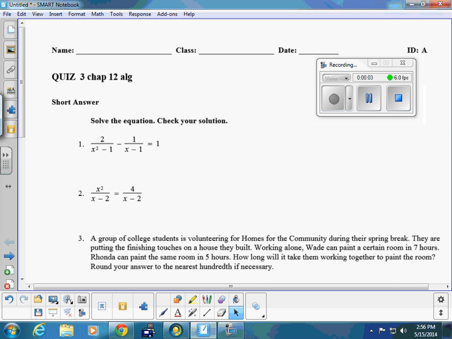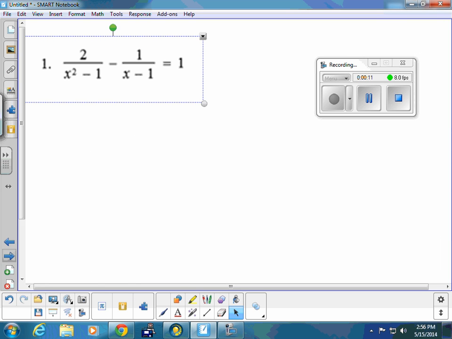Okay, this is the Chapter 3, Chapter 12 quiz review for tomorrow. We're going to start with question number 1. You're asked to subtract these two fractions, and they equal 1.